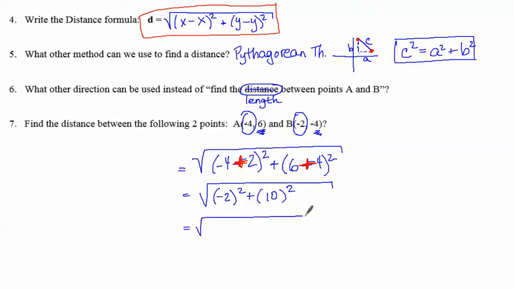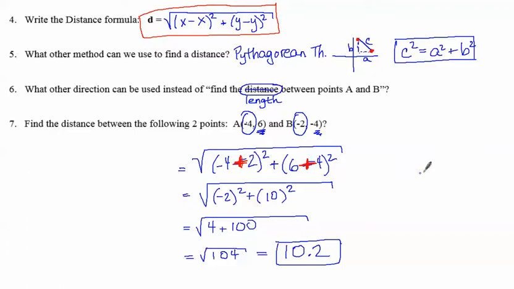Any number squared means you're going to multiply that number times itself, so -2 times -2 is actually a +4. And 10 times 10 is actually 100. So we have the square root of 104, which if we use our calculators, we produce the decimal 10.2. Sometimes they ask us to give the answer in simplified radical form rather than in decimal.